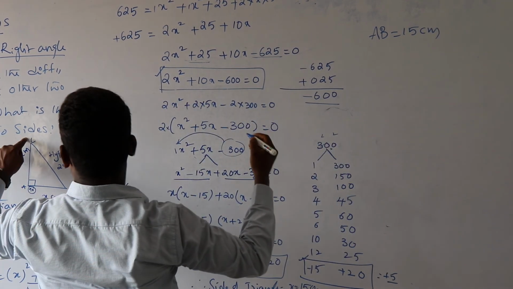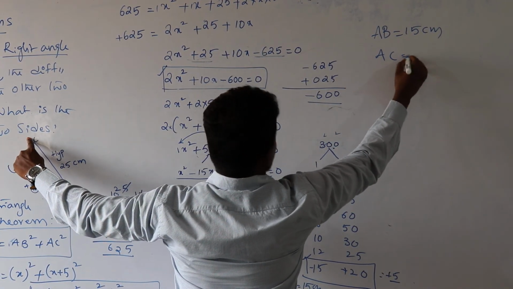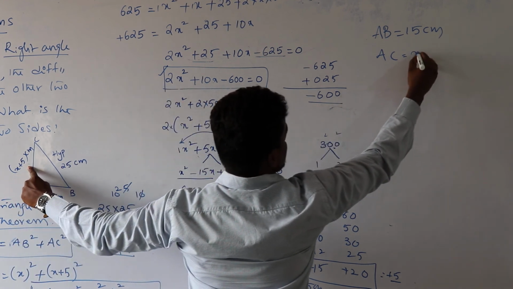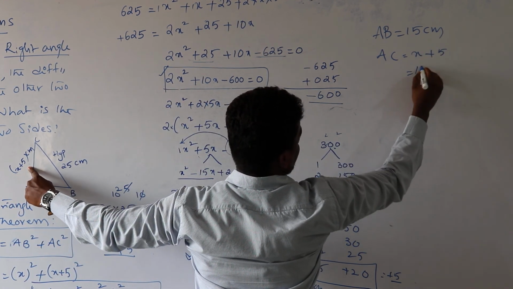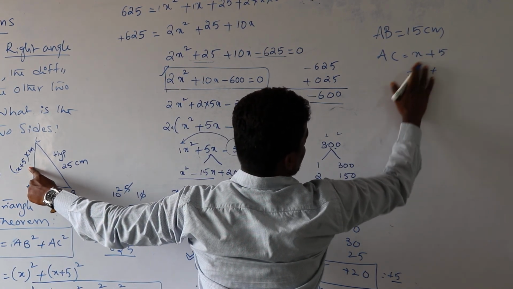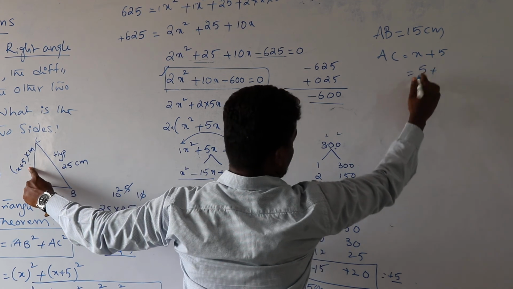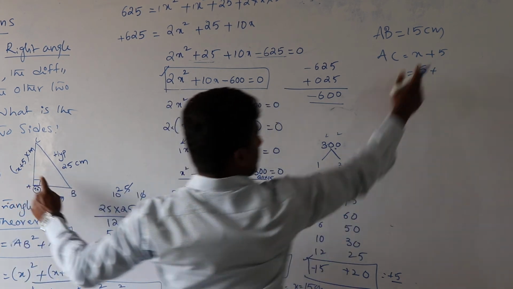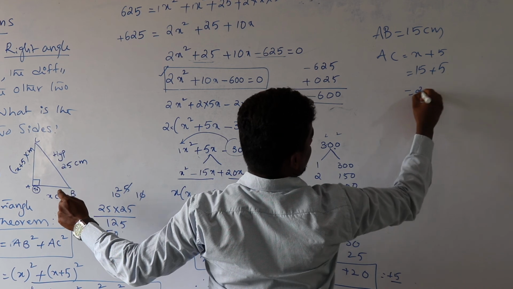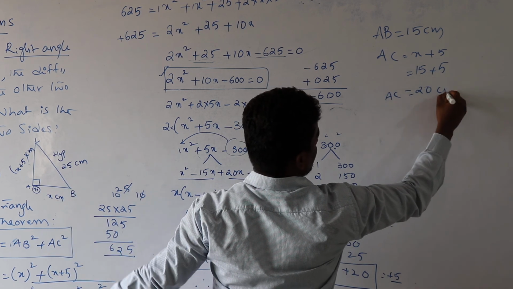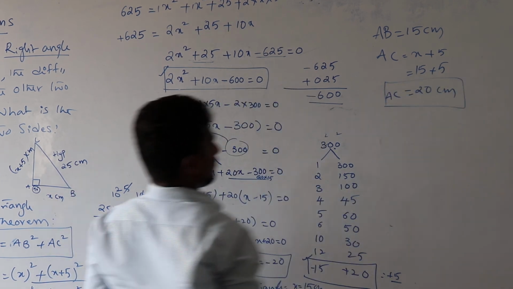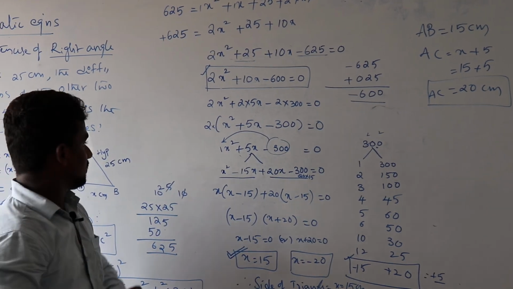What about the length of AC? AC length is x plus 5. The x value is 15, so 15 plus 5 is 20 centimeters. Like this we will get the sides of the triangle.